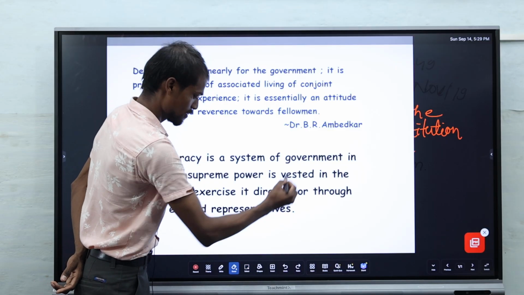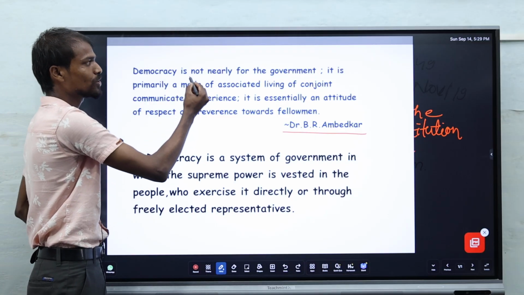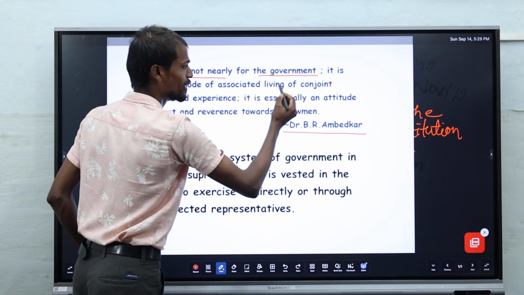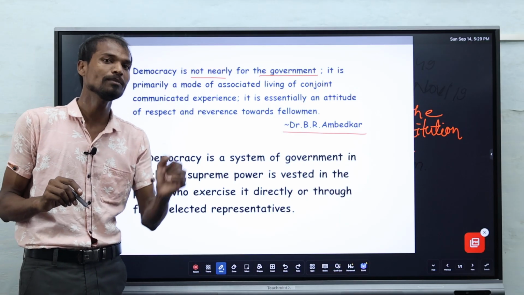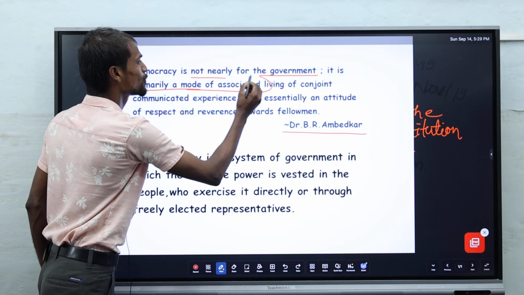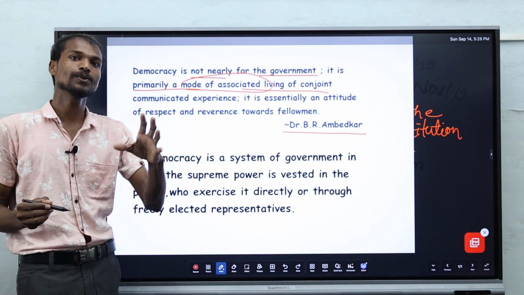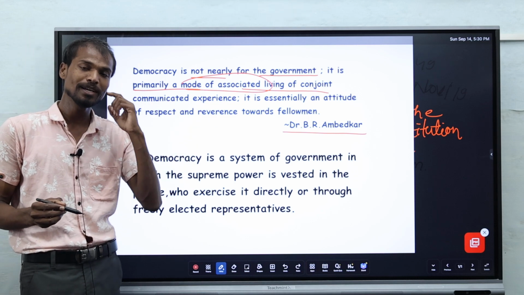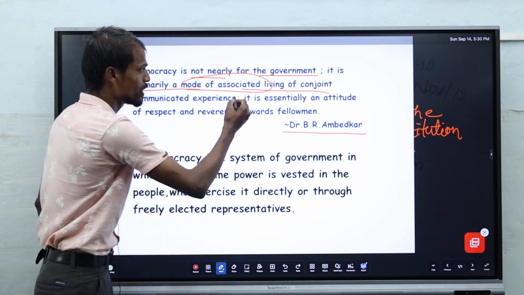Dr. B.R. Ambedkar also remarked that democracy is not merely about the government. It is not just that in a democracy there should only be a government. No. It is the primary mode of associated living. People should be friendly, should live with fraternity and in harmony. So, associated living.